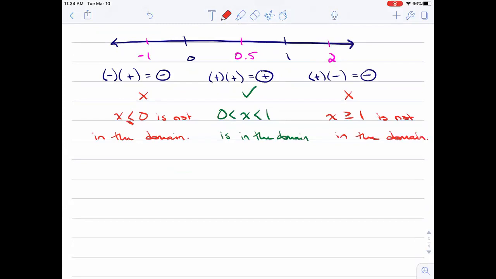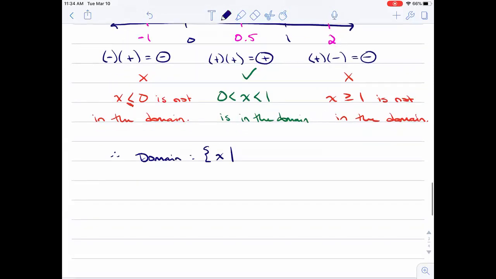So the only section that works is if x is between 0 and 1. Therefore, the domain is the set of x's such that x is between 0 and 1, not inclusive.